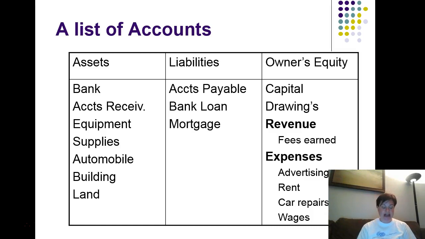So here's our list of accounts. You know your asset accounts already. You know your liability accounts already. And in owner's equity, we only had this one account to start with. But now we're going to add these accounts. So we're going to add a drawings account. And then revenue is actually a category. Within revenue, we're going to have a new T account called fees earned, which is where we're going to record all of our sales. And then we're going to have a bunch of expense accounts, and this could be any number of things. I said advertising, rent, car repairs, wages, but it could be a whole host of things.